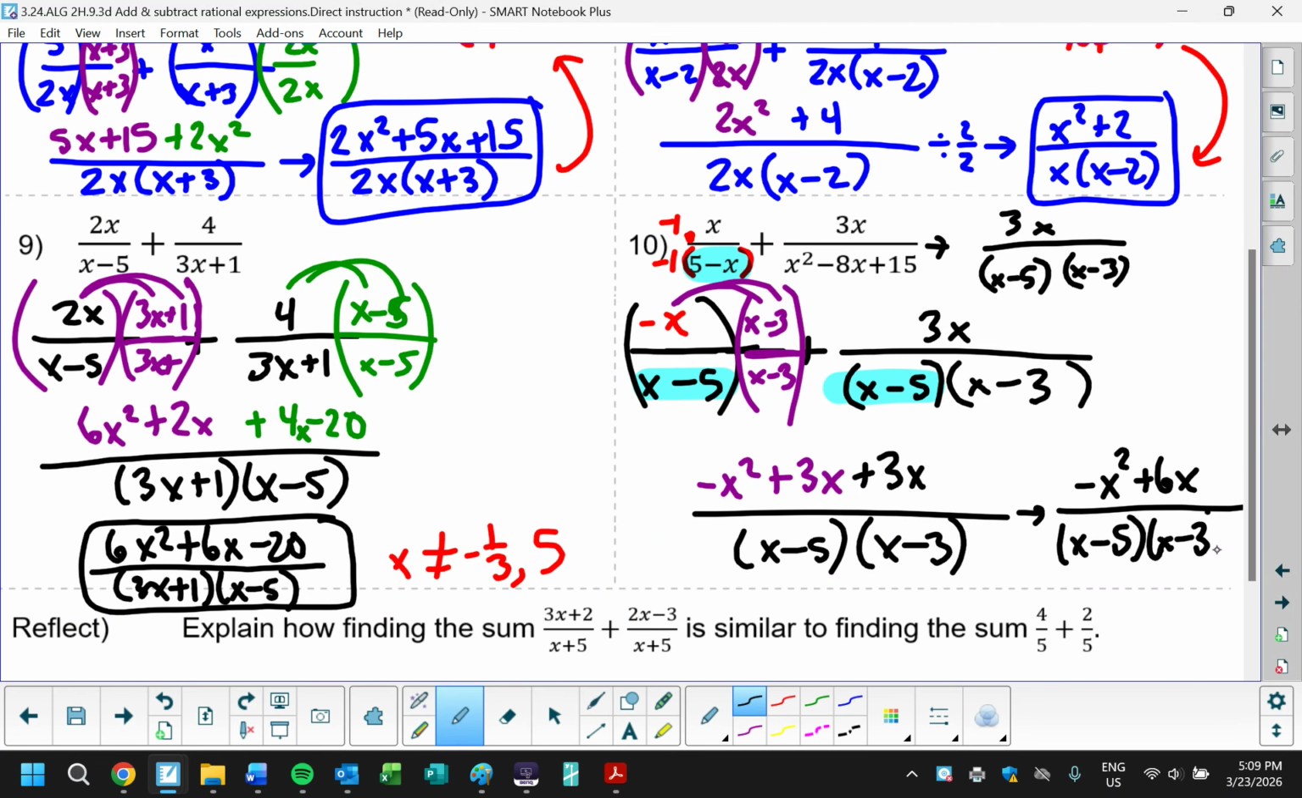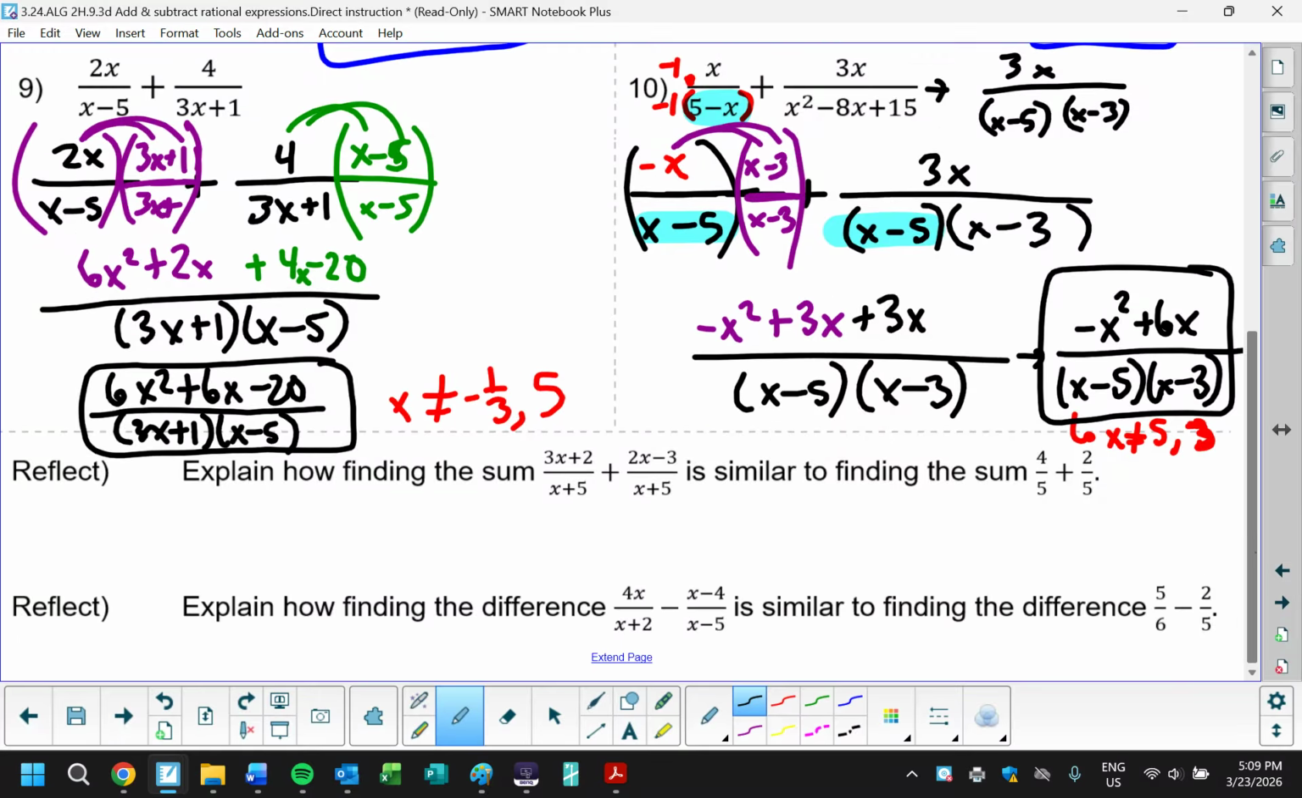Now I know many of you in the past, yesterday in activity, you would actually distribute this out. But I'm going to choose not to because those quantities right now can help me pick my exclusions. See, in this case, x cannot be 5, nor can x be positive 3. So our final answer here, negative x squared plus 6x all over the product of x minus 5 and x minus 3. Now pause for a second.